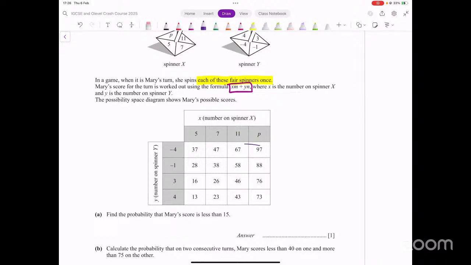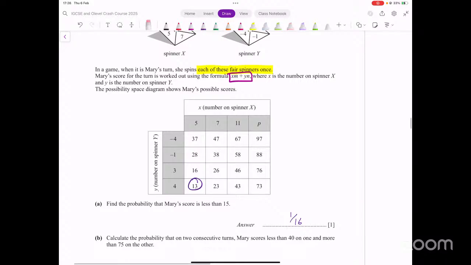Okay, now these are the possible scores. How many scores do we have here in total? These are 16 scores in total. What's the probability that the score is less than 15? How many of these numbers are less than 15? Well, there's only one number out of 16, so this probability is 1 over 16.